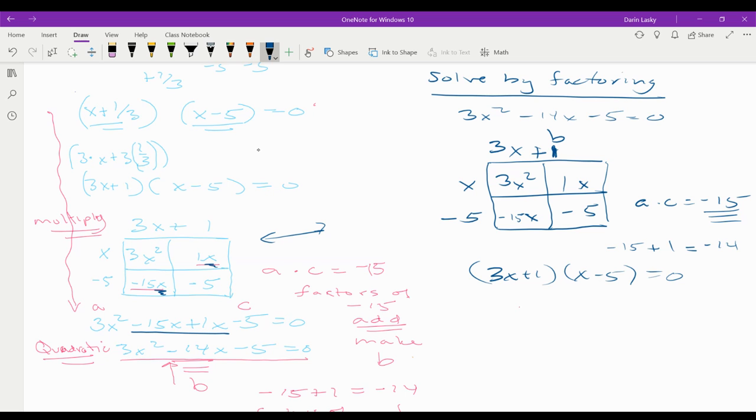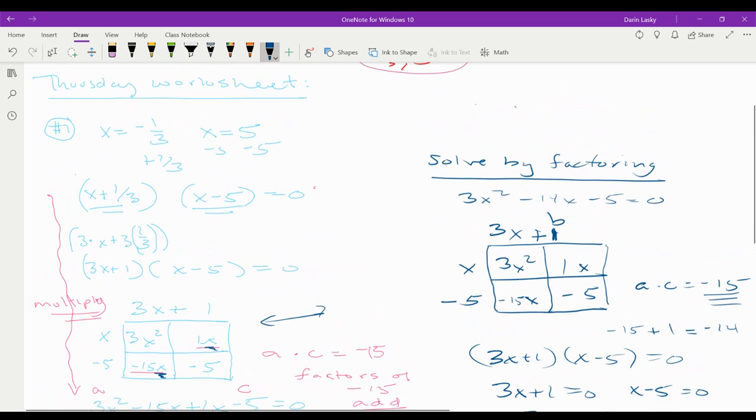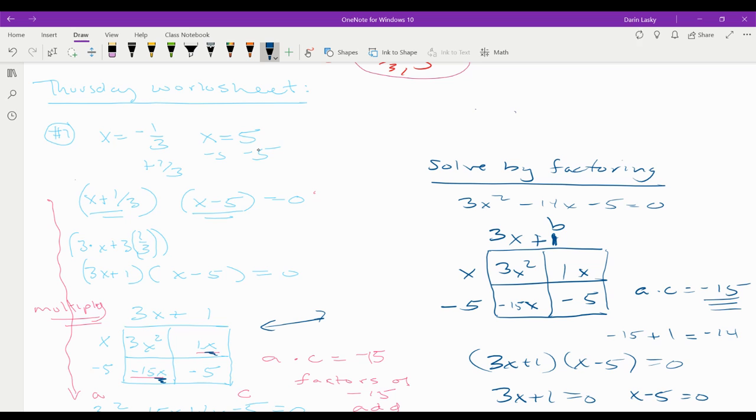Now, when I do this, I can set them both equal to 0 by what's called the zero product property. And I can solve, and I get 3x equals negative 1, and x equals negative 1/3. x equals 5. Those are my answers. What did we start with? Here we go. Look, those are my answers right here.